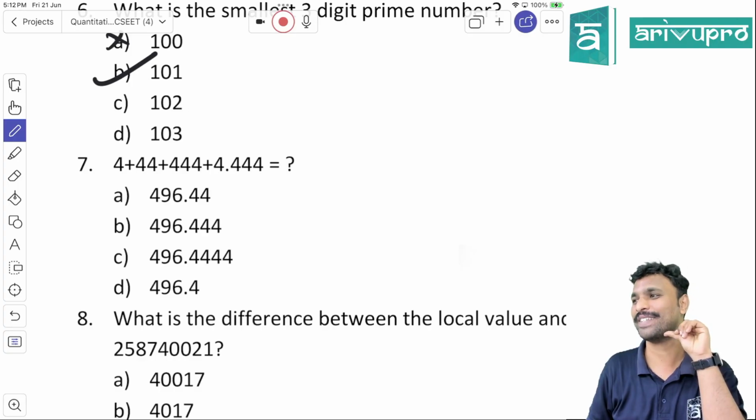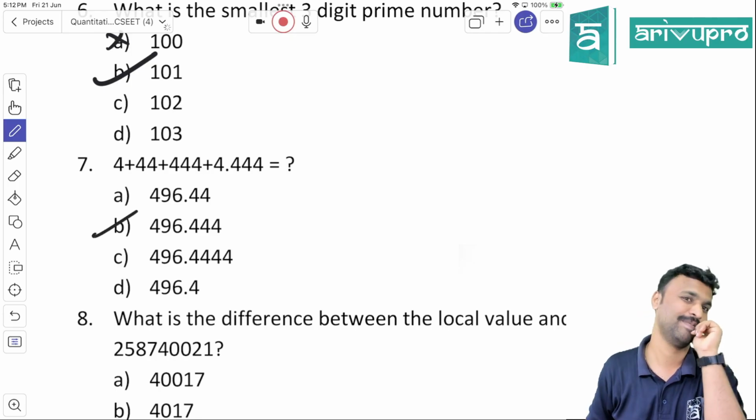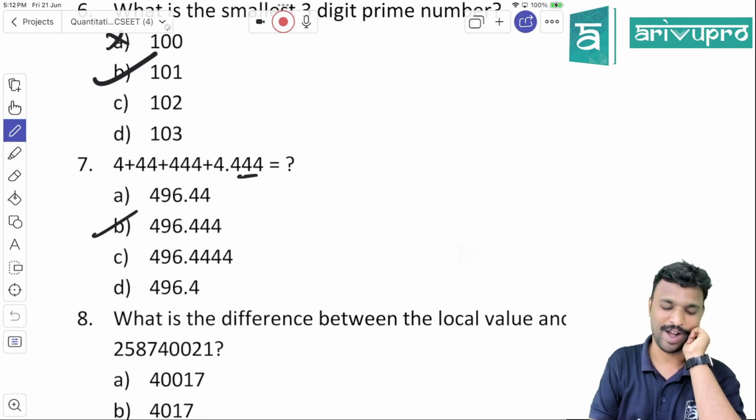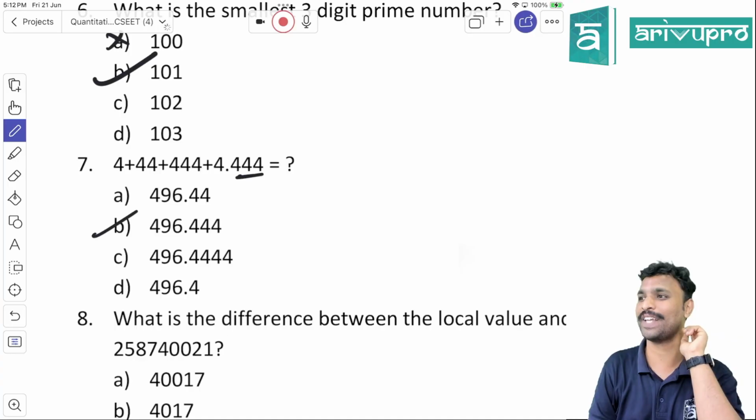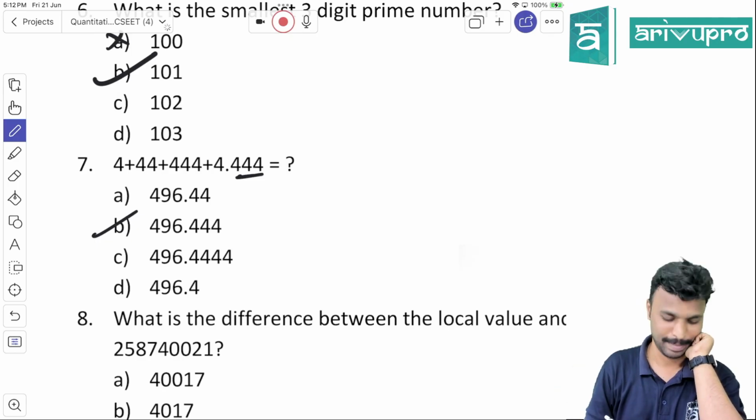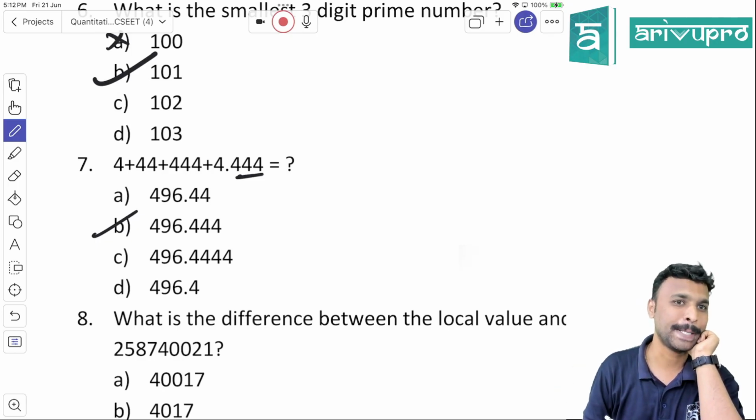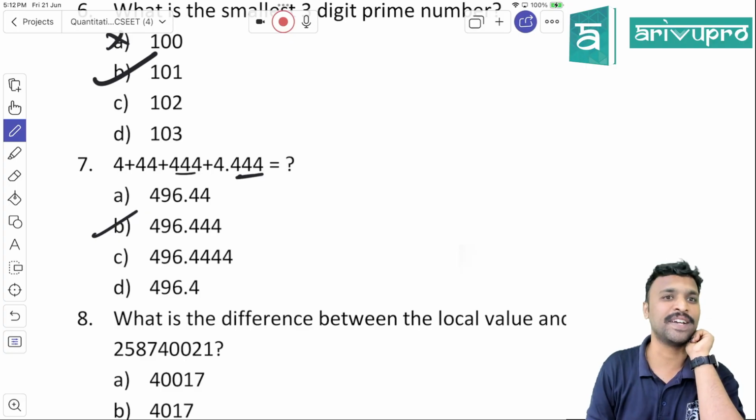Use your common sense here. After the decimal point, 3/4 are there only in which option? Option B. And the highest number is in terms of hundreds. The result will also be in terms of hundreds only.